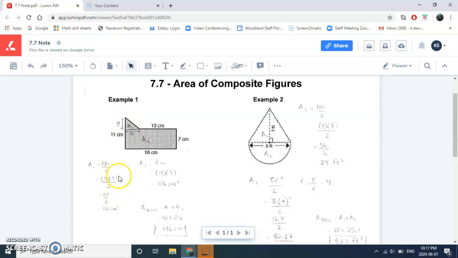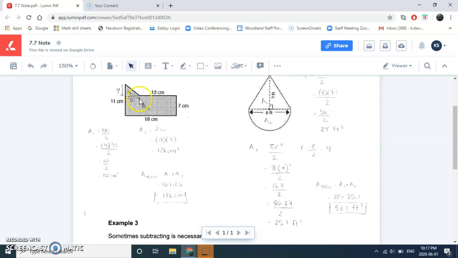Our next step, we're going to do 4 times 5 gives us 20 divided by 2. That gives us 10 centimeters squared. Okay, that little 2 is very important after the centimeters. That's how we show area. Centimeters are our dimensions. All right, so now we have our rectangle, and our rectangle is the same as a square, length times width. So we have 18 times 7, so that gives us 126 centimeters squared.